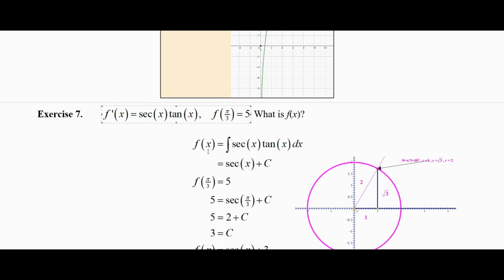What's f of x? Well, if we plug in pi over 3 for all the x's, and we plug in a 5 for the y, right here, or for the f of x, we've got an equation we can solve. But let's see if we can simplify secant of pi over 3.